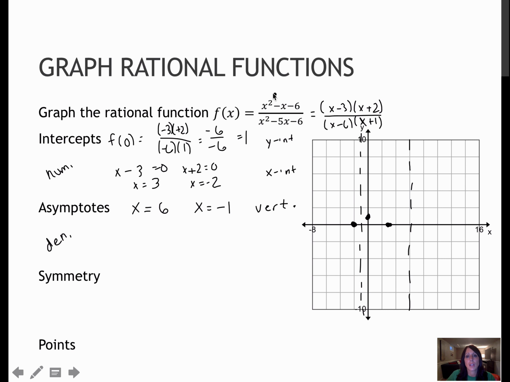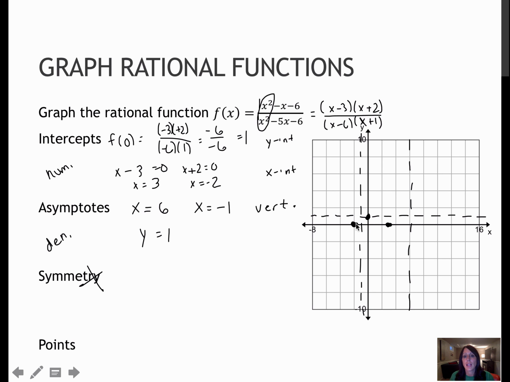Horizontal asymptotes, I'm looking right here. Remember, they have the same degree, and if they have the same degree, I'm looking at the coefficients, so 1 over 1, so y equals 1 would be an asymptote. Symmetry, I'm going to say no, because if I look, I see that my asymptotes have already sort of shown me that there's not going to be any symmetry. So now I'm just going to try to find some points.